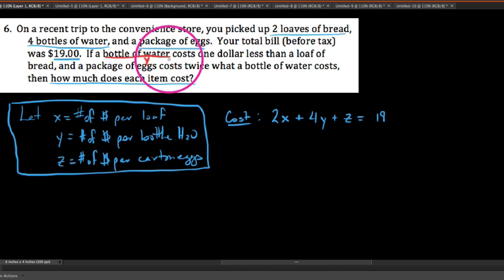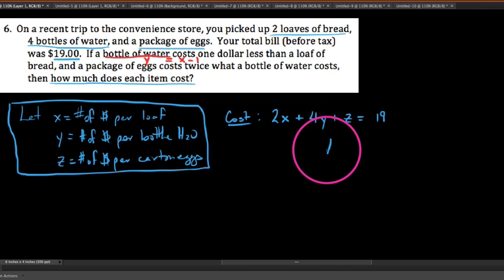So in other words, it is or equals $1 less than a loaf of bread. Well, a loaf of bread, we're using the letter X. So let's be careful here. A lot of people are inclined to write 1 minus X, but when we say 1 less the cost of a loaf of bread, then here's the loaf of bread. If we take 1 off of that, then that would be the cost of this.